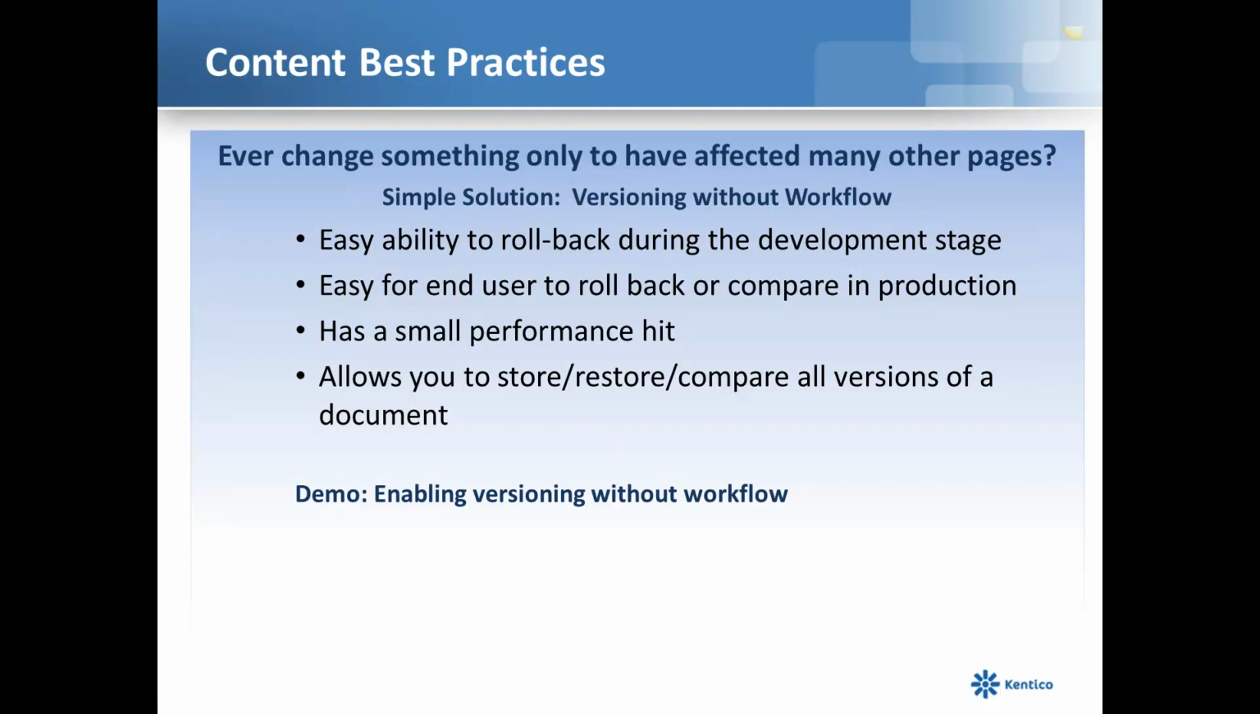So the other side of versioning is that at the end of the day, when you've gone live, you can let the end user roll back their own content if you give them access to certain areas of that versioning. It does create a little bit of a performance hit because it stores the extra copy in the database, but it does allow you to store, restore, and compare versions of the document. So I wanted to show how to do that.